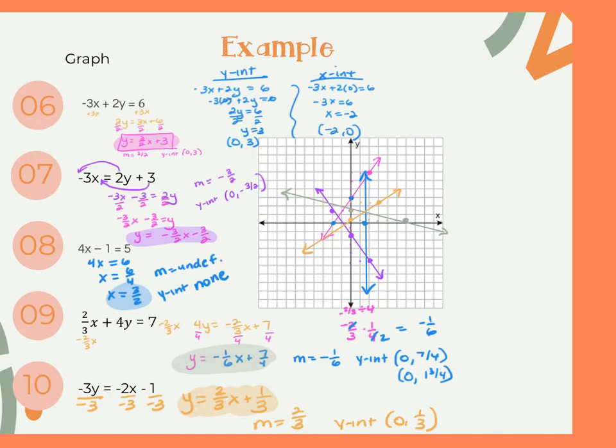Questions on those? So they're going to be in lots of different formats. Usually the easiest thing to do is just solve it by getting into y equals mx plus b format, and then find your slope and find your y-intercept. Questions?